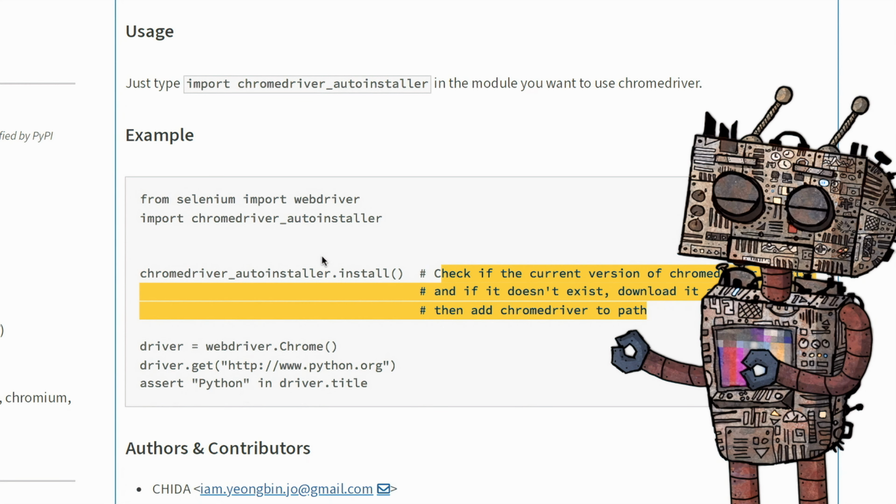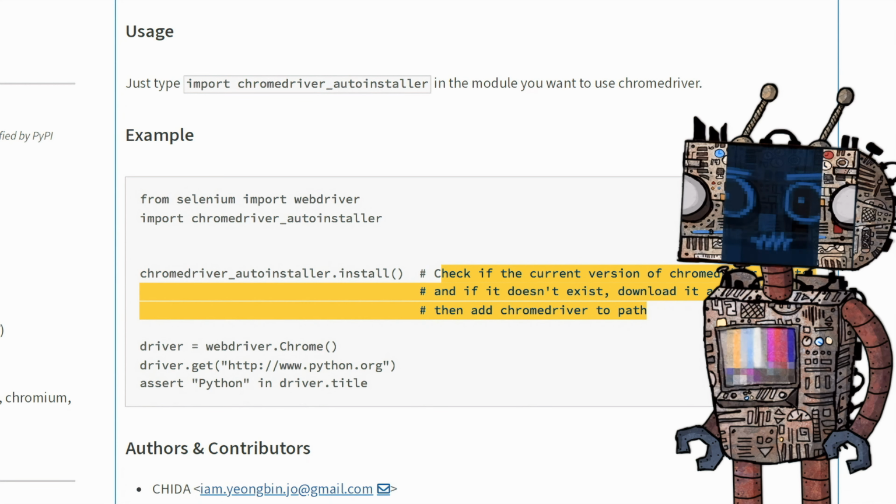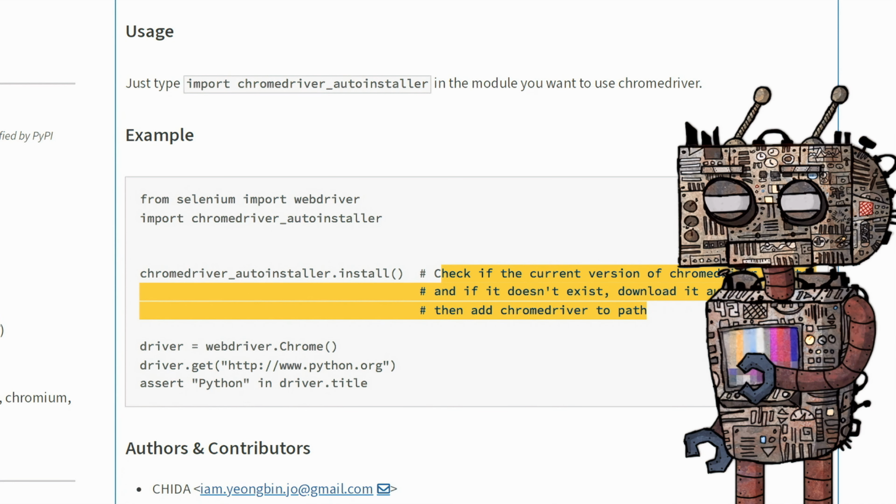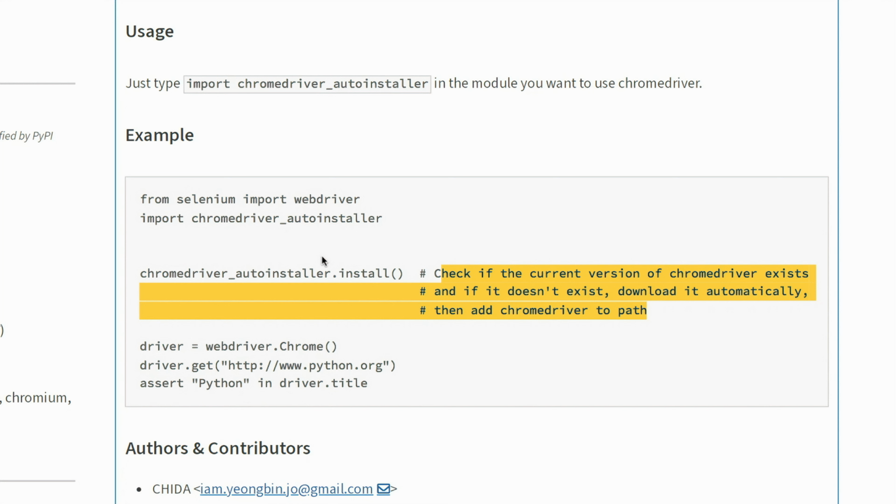Now the next thing, you could check the current version here. This is from the official documentation. It'll have chromedriver_autoinstaller.install, and this allows you to check if the current version of the driver exists, and if it doesn't exist, download it automatically. It puts it in whatever folder your designated path is in. So that's what I wanted to say for this.